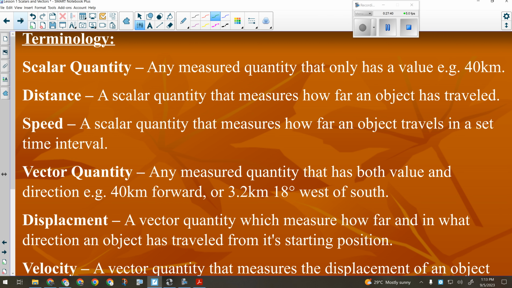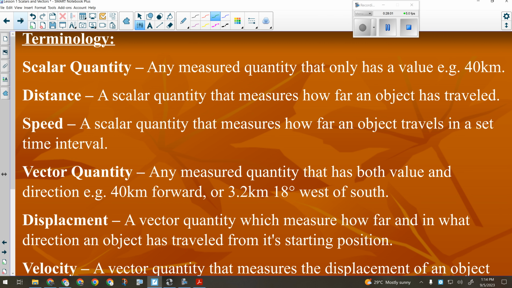It wouldn't be perfectly round, but it wouldn't be an egg or a football. It would just be slightly flattened at the top and bottom. Okay, so scalar quantities, so kilometers or hours or kilograms, things like that, are all going to be scalar quantities.